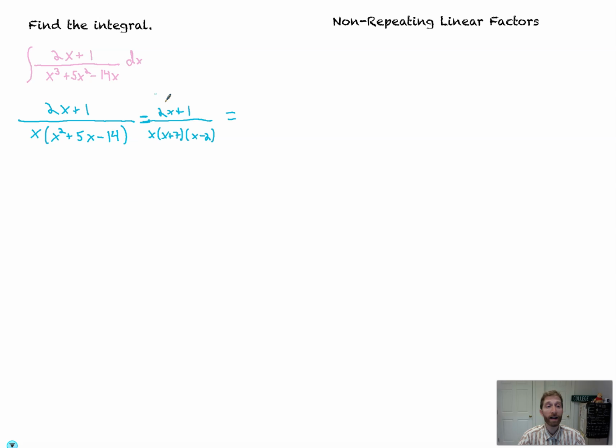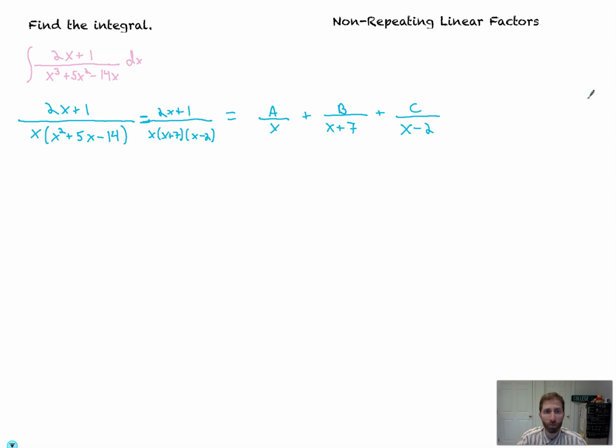So now we have 3 factors that we know we're going to split this up into, so 3 separate integrals eventually. So this is equal to a over x plus some constant b over x plus 7 plus some constant c over x minus 2. It does not matter which letter you put over which factor, as long as we split them into 3, count them, 3 linear factors.